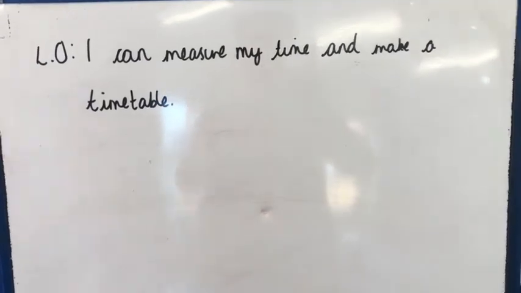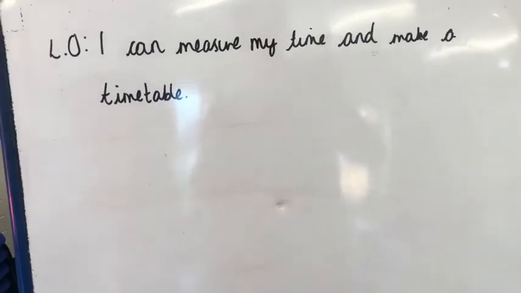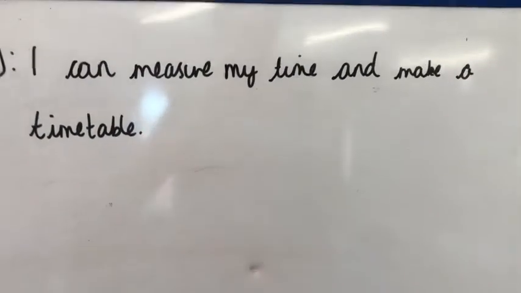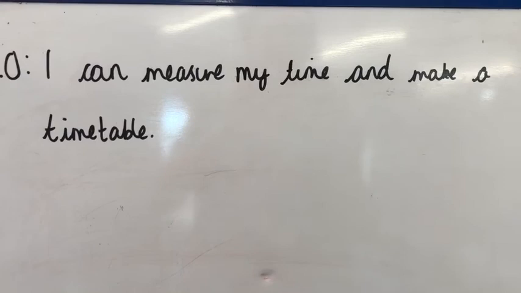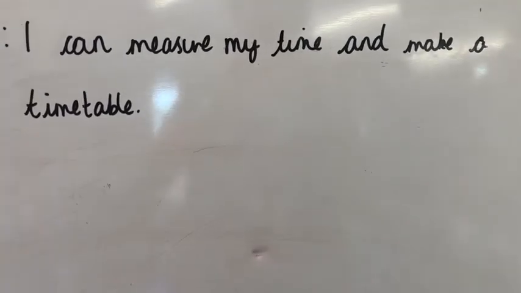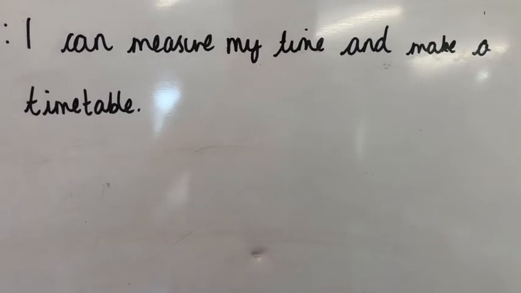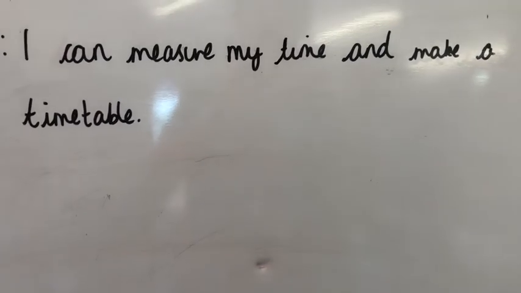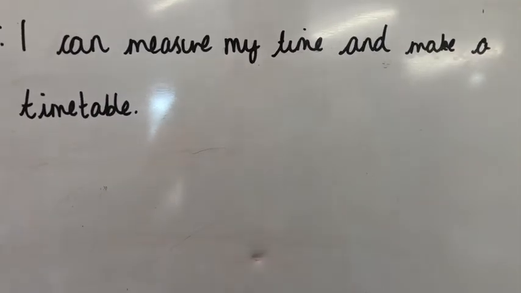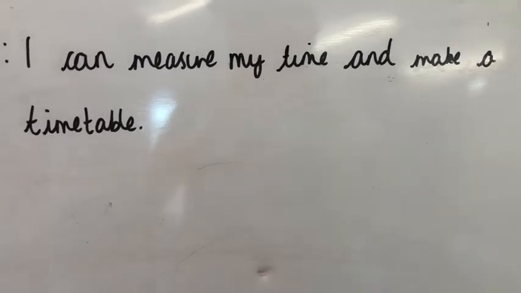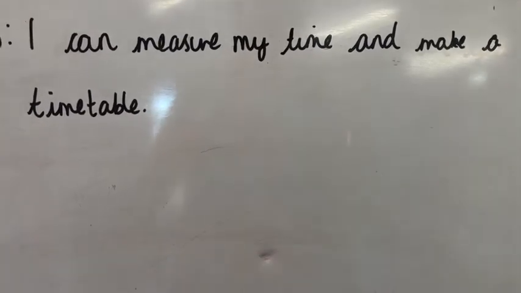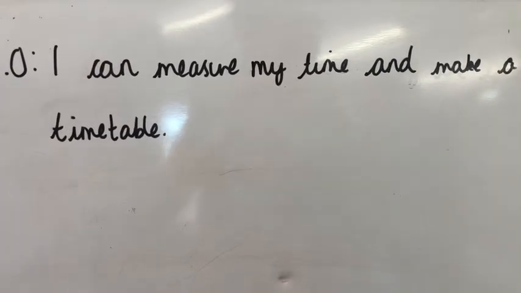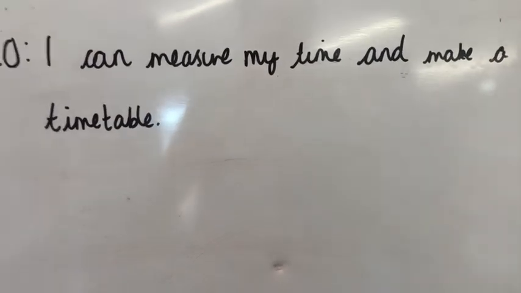Okay, everybody, so your learning objective today is I can measure my time and make a timetable. So what we're going to be doing is, first of all, we're going to be going all around our house to find all of the different ways that we can measure time and to see if we can count some time. Then what we're going to do is think about the time that we learned last week, thinking about seconds and minutes and hours. And then we're going to try to write a timetable as best we can to talk about what takes us seconds, what takes us minutes, and what takes us hours.